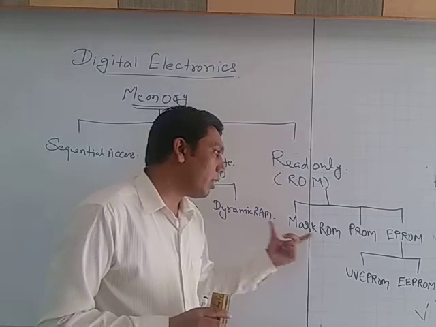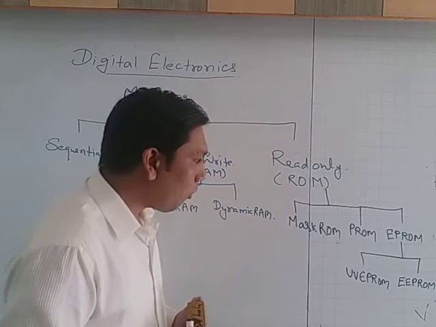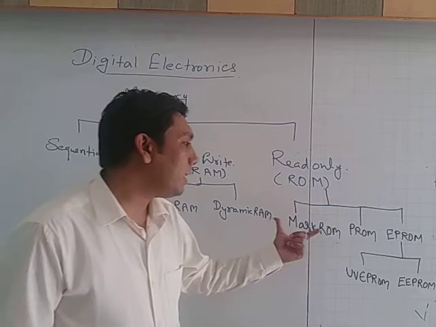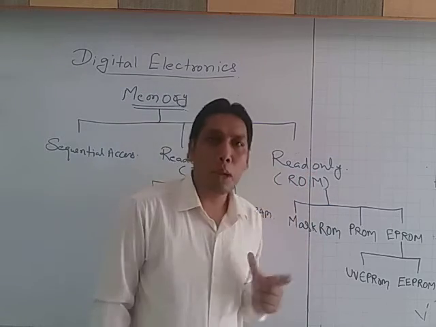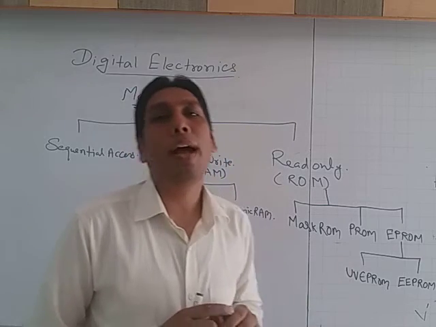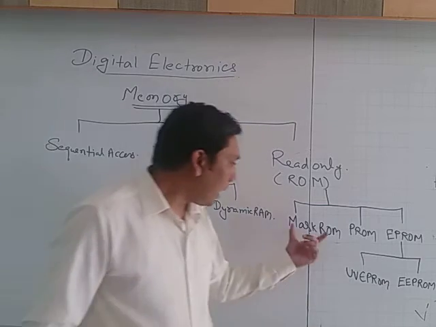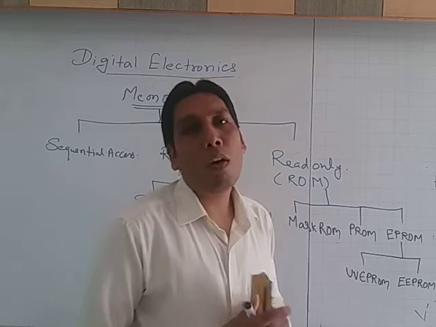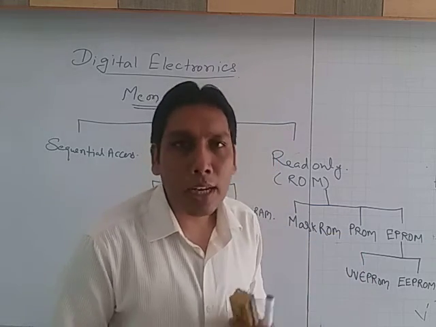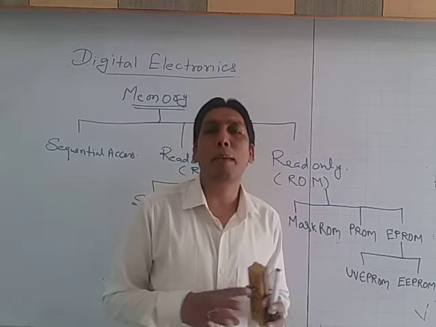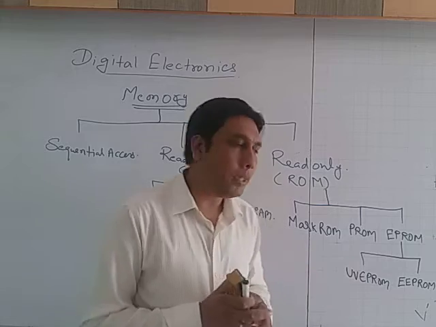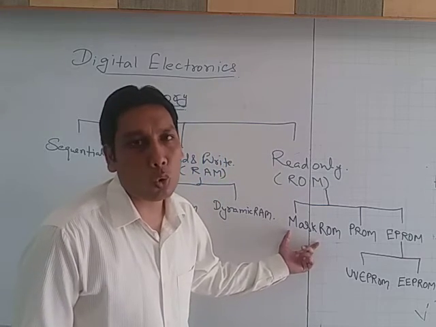Read-only memory is further divided into a number of parts. The first one is mask ROM. It is basically the true read-only memory. That means it is that type of memory in which the user cannot write the information. Mask ROMs are those ROMs which are programmed at the time of manufacturing. That means data is stored at the time of manufacturing and it cannot be altered. So this is basically the true ROM.